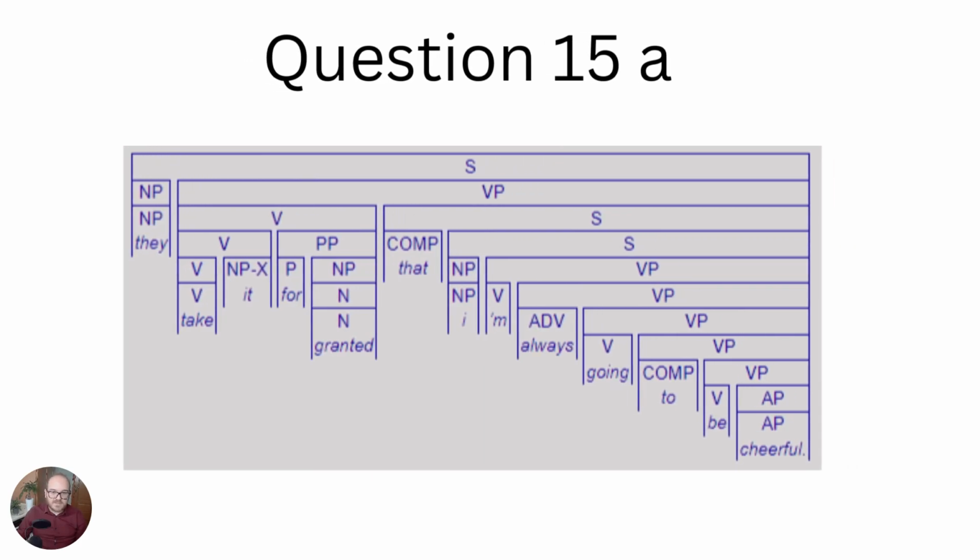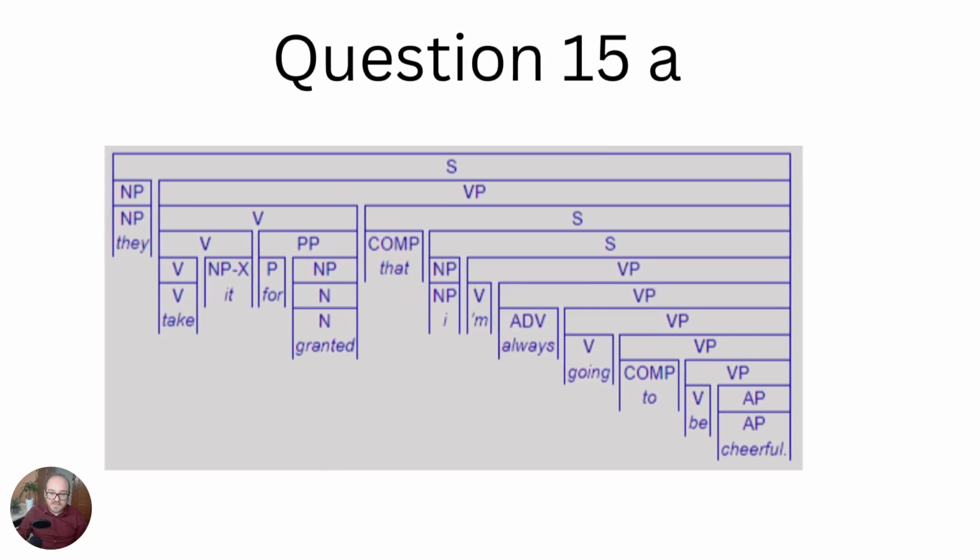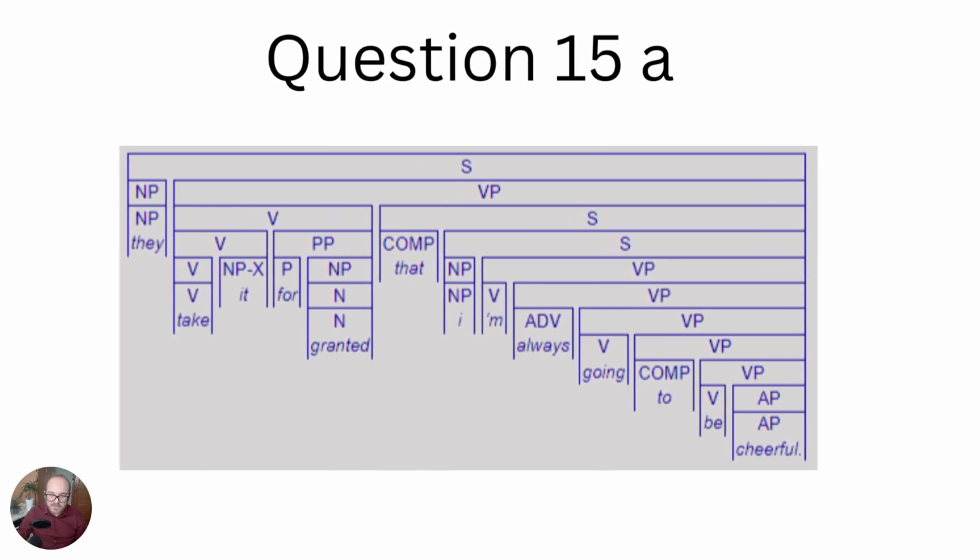Here we have the sentence: they take it for granted that I am always going to be cheerful. The sentence is composed of a main clause, they take it for granted, and a dependent clause, that I am always going to be cheerful. In the main clause, the subject is they, the verb is take, and the object is it. In the dependent clause, the subject is I, although it includes a contraction with the conjugated verb. The verb continues with going to be, and the direct object is cheerful.